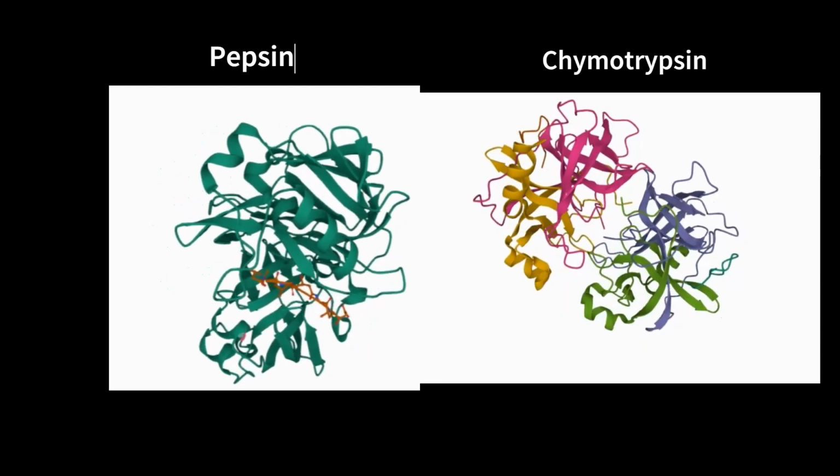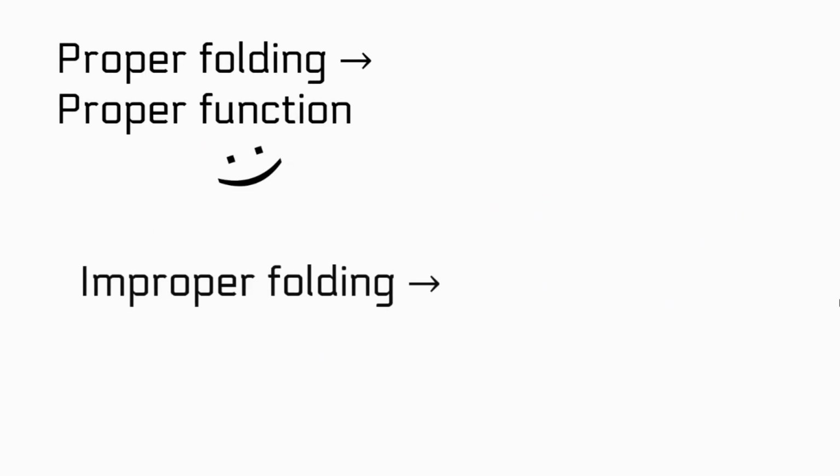The human body has over 100,000 different proteins, each with a specific function. Pepsin and chymotrypsin are proteins which digest other proteins. Proper folding leads to proper function. Improper folding, guess what happens?